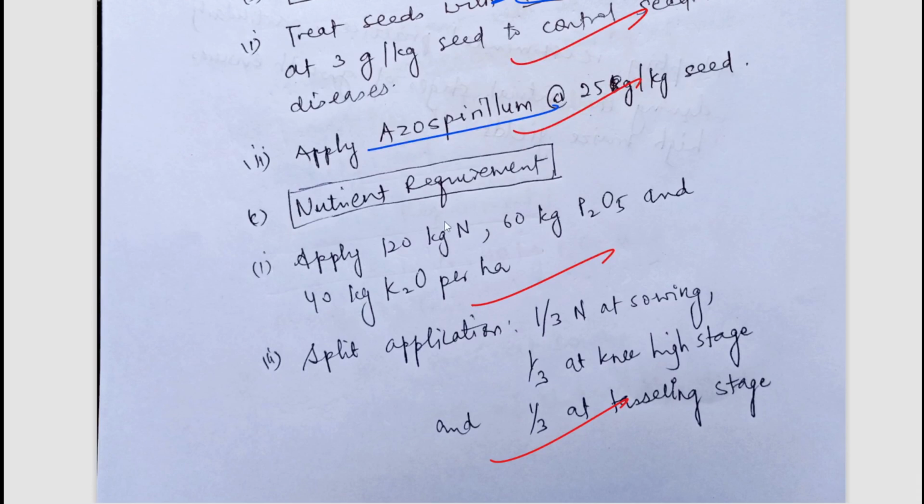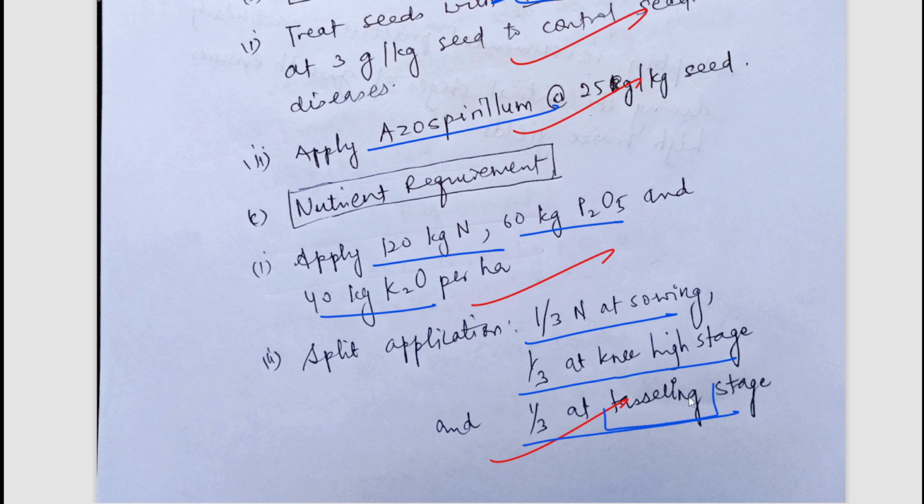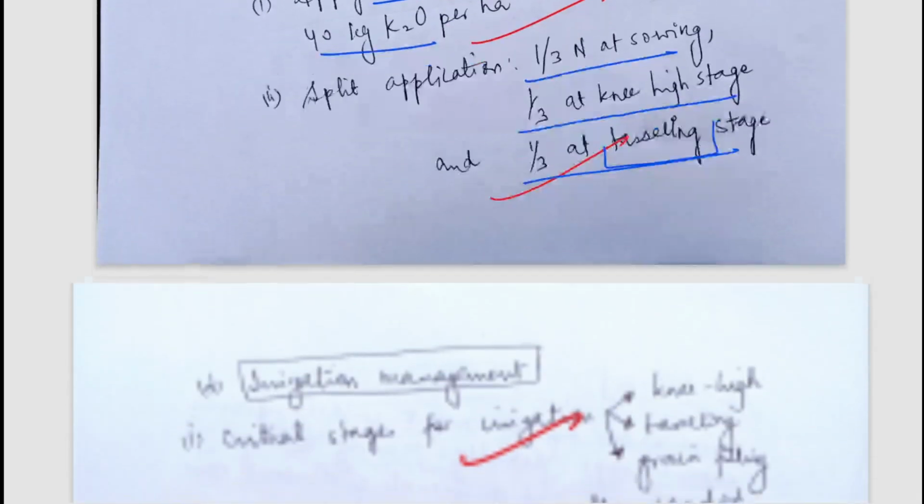Again, nutrient requirements have been mentioned: 120 kg of nitrogen, 60 kg of phosphorus, 40 kg of potassium, and split application is to be done. That is, one third of nitrogen at sowing, one third at knee high stage, one third at tasseling stage. So here tasseling is very important when it comes to maize.